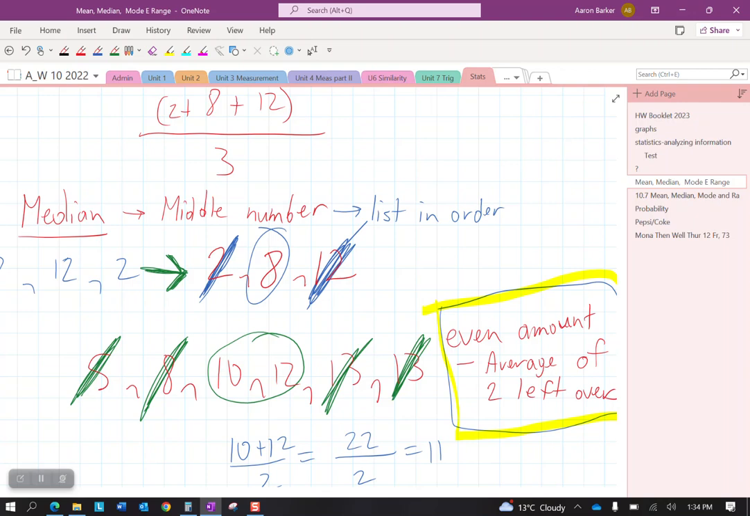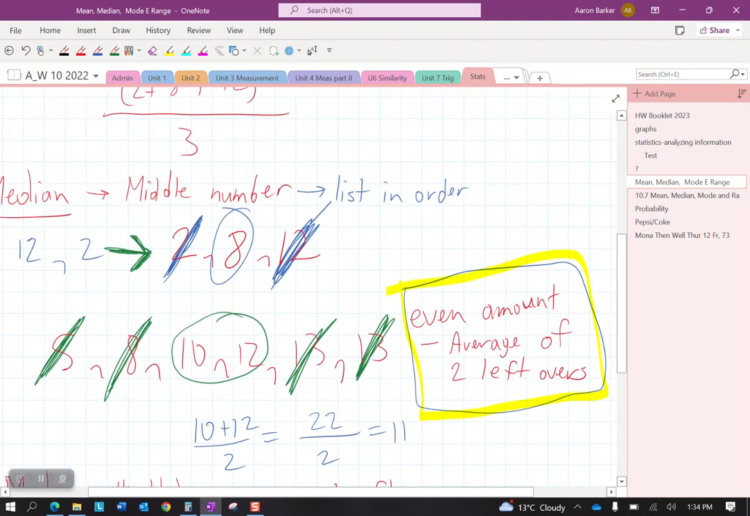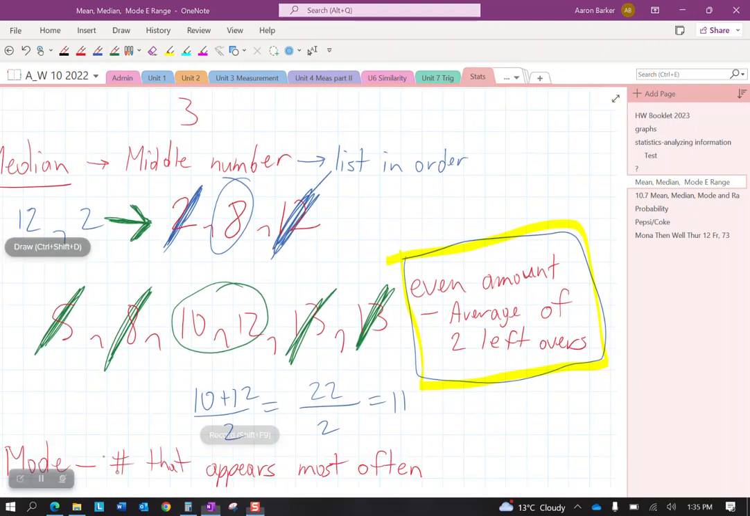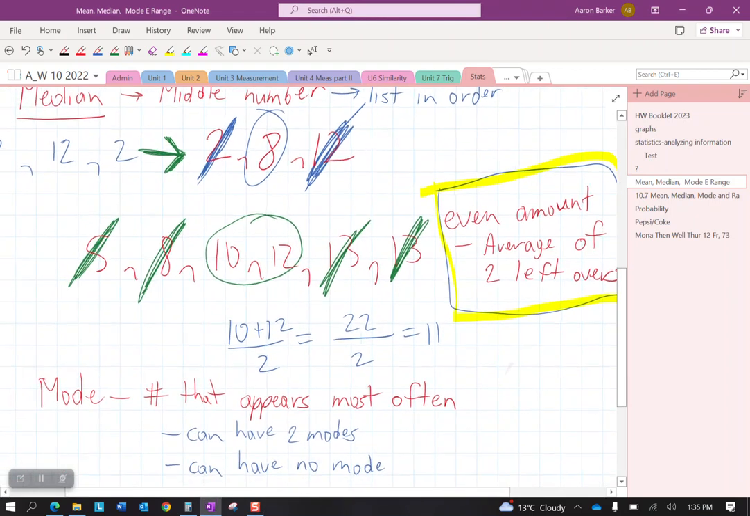I'll let you guys copy this down here. I'll give you a second. Quick pause. Next one, we're looking at the mode.